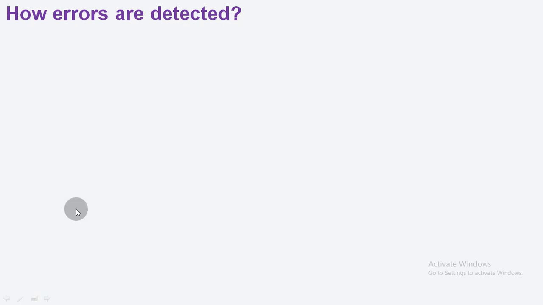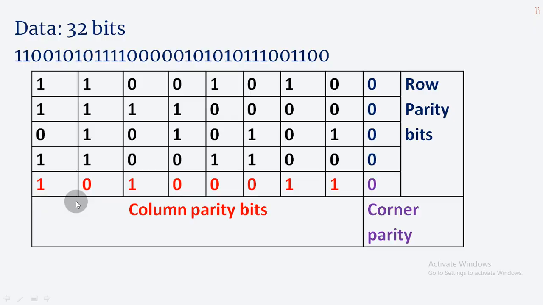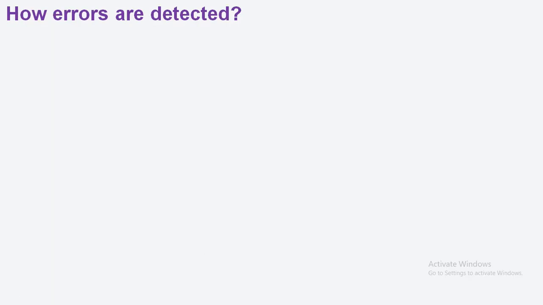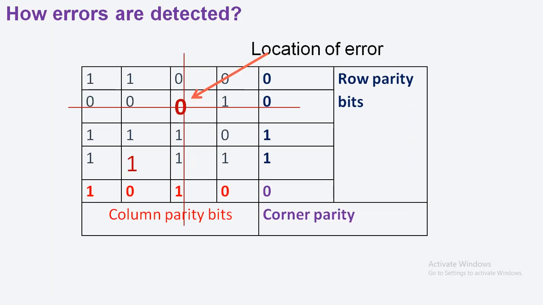So now the sender will send along with the data 1 0 1 0 0 0 1 1 0 0 0 0 and 0, all as parity bits. How are errors detected with this? So again the receiver will go through each and every row.